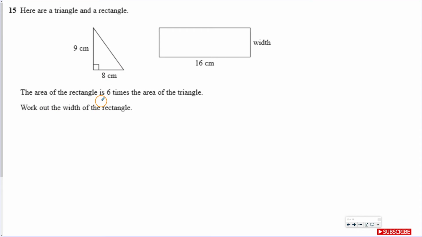Now for question 15, we're told here are a triangle and rectangle. The area of the rectangle is 6 times the area of the triangle. So the area here is 6 times the area of the triangle. Work out the width of the rectangle. So we need to know what the width is. Right, so let's calculate the area of the triangle.